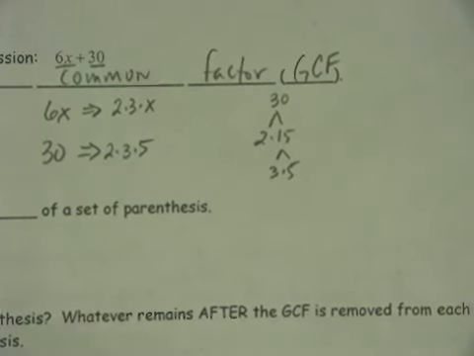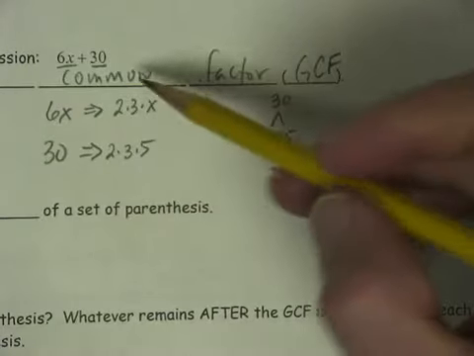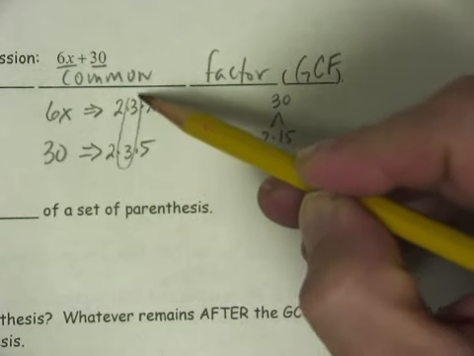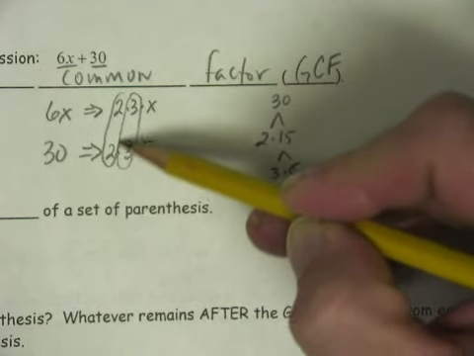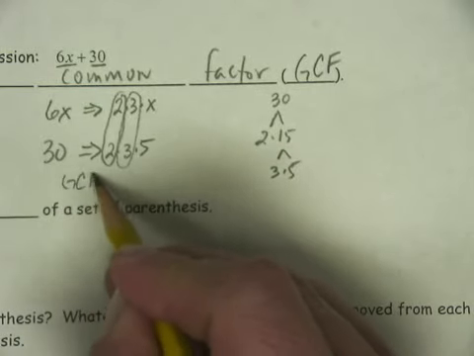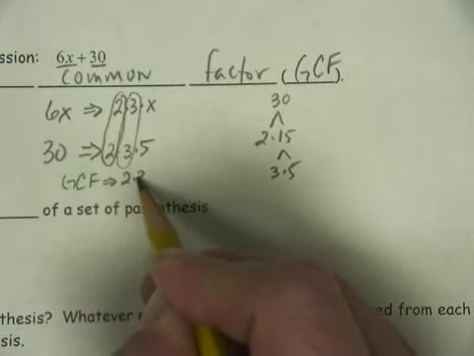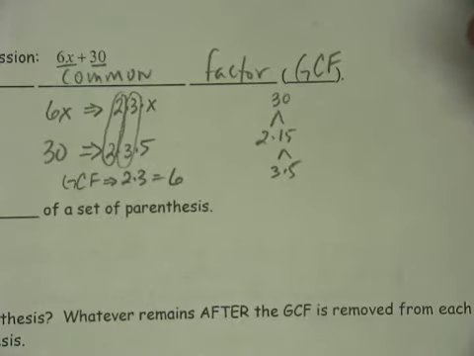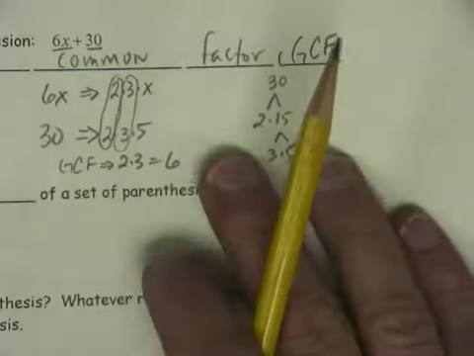All right, so the greatest common factor is the numbers or variables that they have in common. So in this case, they have a 3 in common, and they have a 2 in common. So the GCF in this case is 2 times 3, or 6. So the greatest common factor between these 2 terms, 6x and 30, is 6.